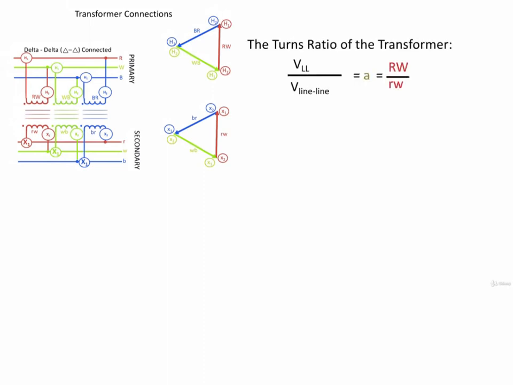For a delta-delta connected transformer, the turns ratio is given by the primary phase-to-phase voltage over the secondary phase-to-phase voltage. That is because the phase-to-phase voltages bridge the entire coil of each of the transformer legs.